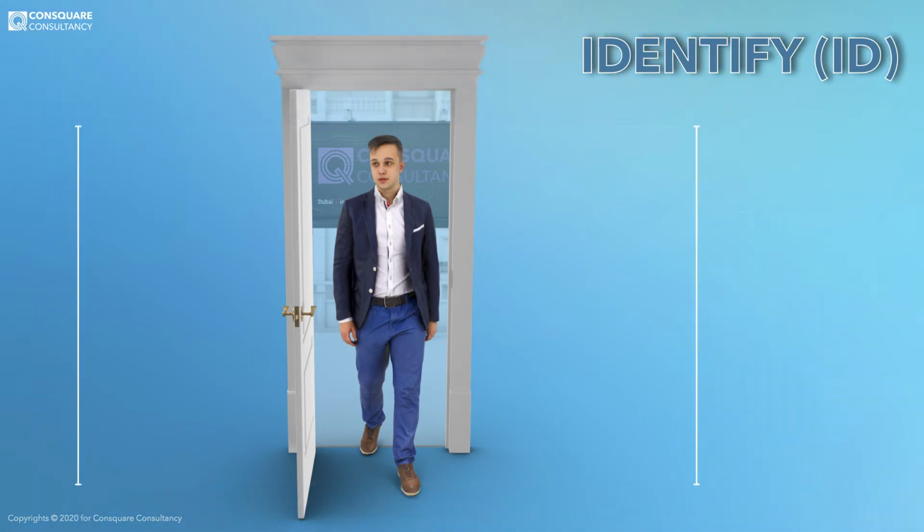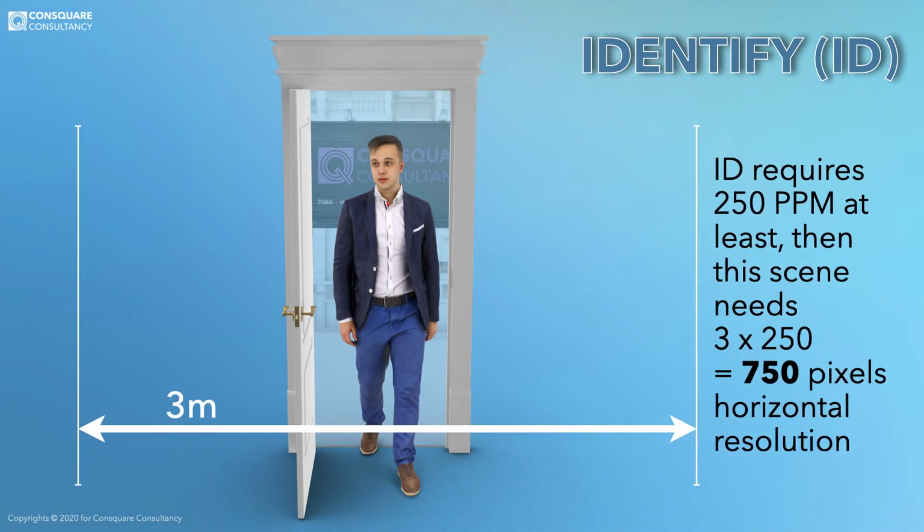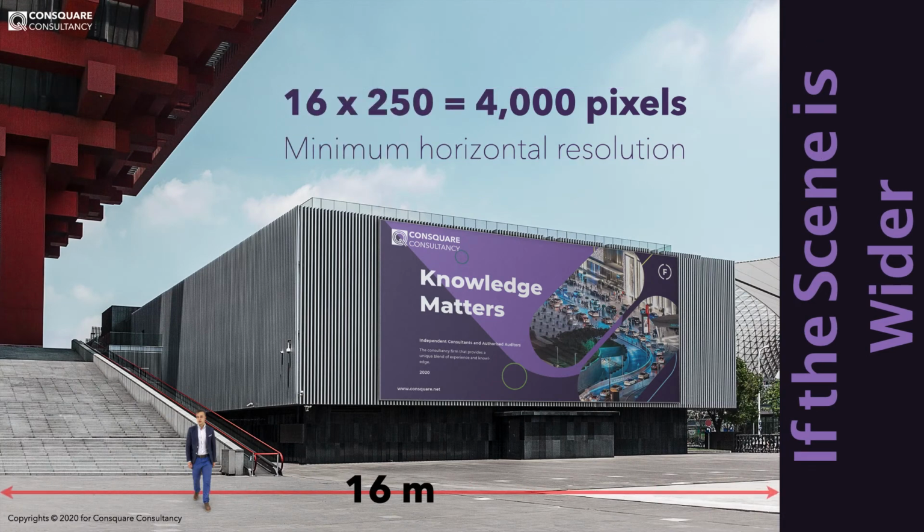Since the scene width is 3 meters, and identification camera requires 250 pixels per meter at least, then this scene needs 3 times 250 equals 750 pixels horizontal resolution. What is the result if the scene is wider? 16 meters for example. It will be 16 by 250 equals 4000 pixels minimum horizontal resolution.